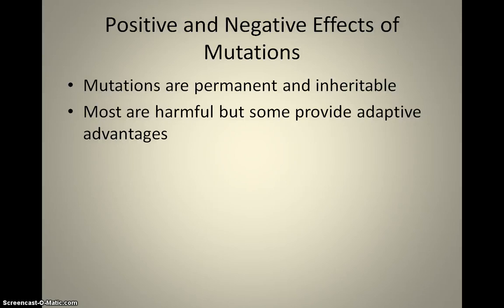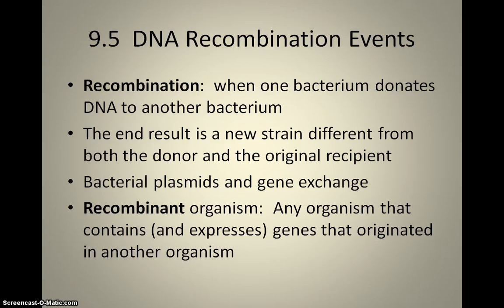Now, mutations are permanent, right, and inheritable. So if they end up in the DNA, then they're going to pass to the offspring. Most mutations are harmful, but some allow for you to have an adaptive advantage. Like maybe you create a mutation that makes you antibiotic resistant. Then that's something that allows you to survive better, and then you can pass that on to future generations.